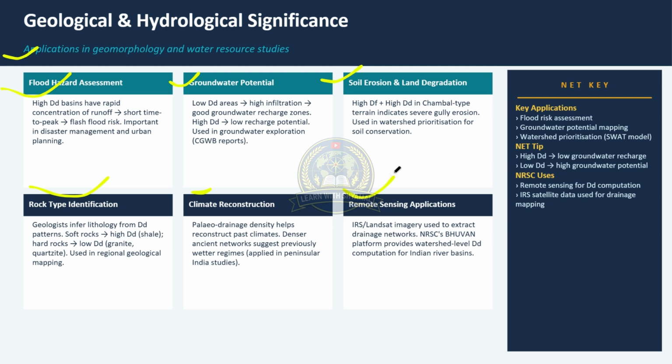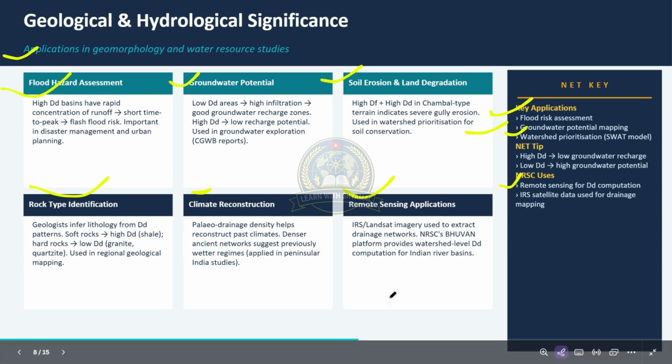Remote sensing applications: IRS and Landsat imagery are used to extract drainage networks. NRSC Bhuvan platforms provide watershed level drainage density computation for Indian river basins. Okay, key applications: flood risk assessment, groundwater potential mapping, watershed prioritization, SWOT model. High drainage density means low groundwater potential, and low drainage density means high groundwater potential. NRSC uses remote sensing for drainage density computation, and IRS Indian remote sensing satellite data is used for drainage mapping.